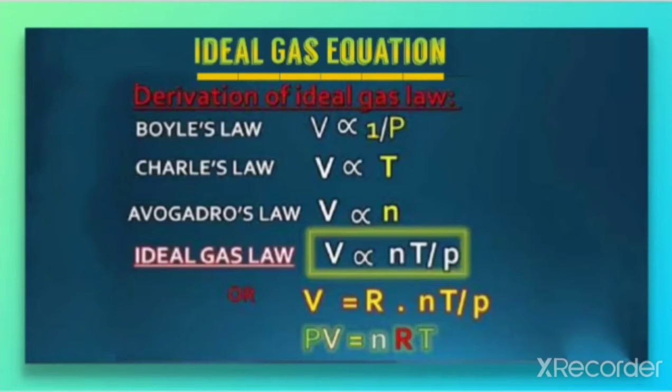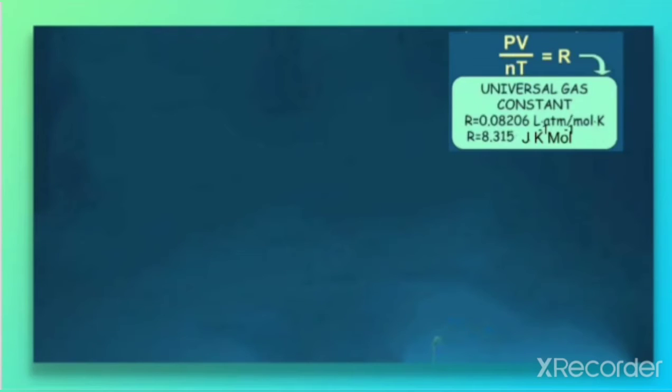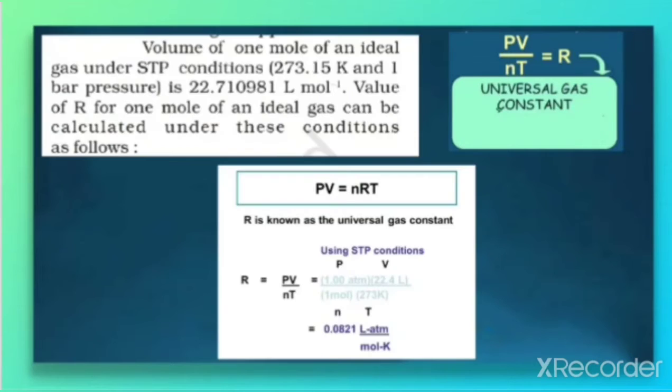What is R here? R is a constant of proportionality, which is called the ideal gas equation constant, commonly called the gas constant. R is the universal gas constant. Its value is 0.08206 liter atm per mole Kelvin, and in terms of joule per Kelvin per mole, its value is 8.315. So let us discuss how we come up with this value.